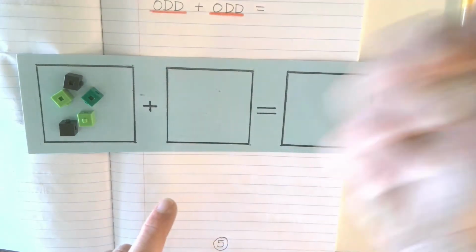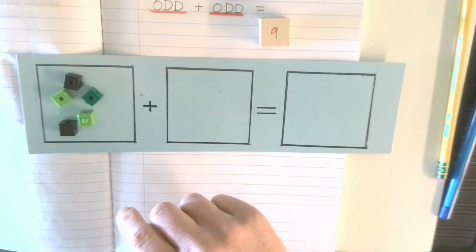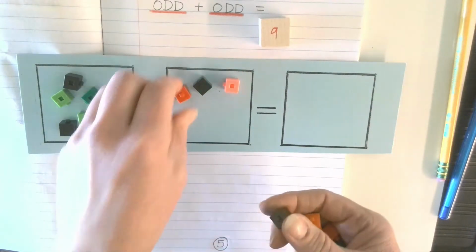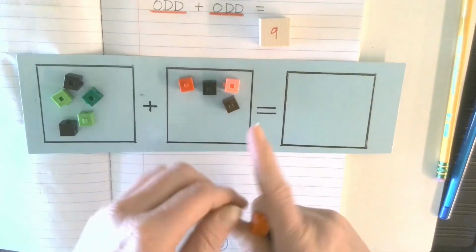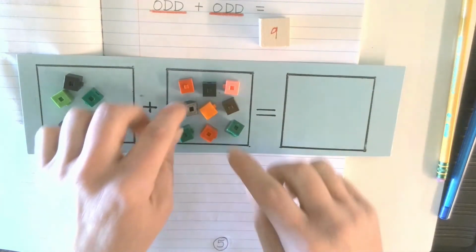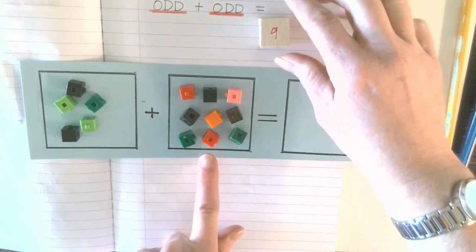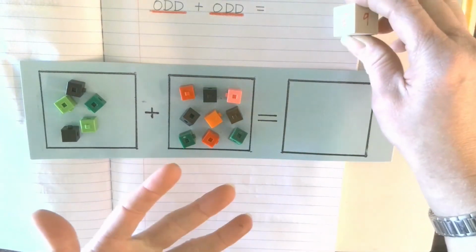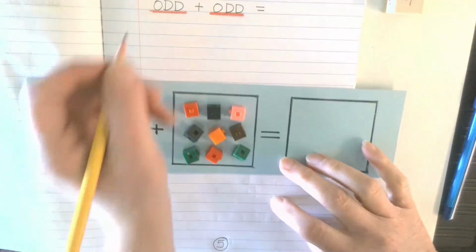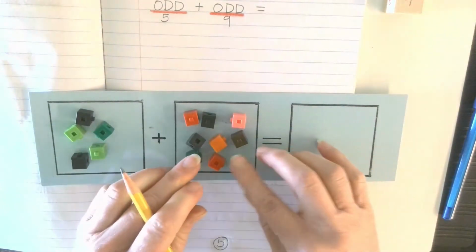And now I'm going to roll another odd number, and I got 9. So I'm going to take and put 9 cubes for my second addend. Okay, so I have 5 plus 9. So I have 2 odd numbers, and any odd number would work here. But underneath this, I'm just going to write 5 and 9, because those are the numbers that I rolled.